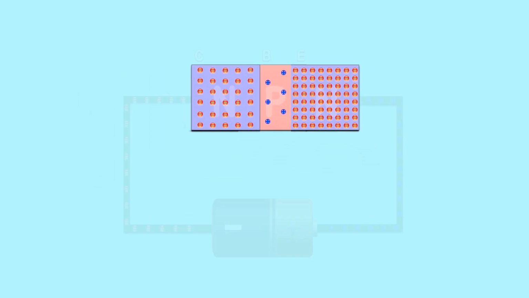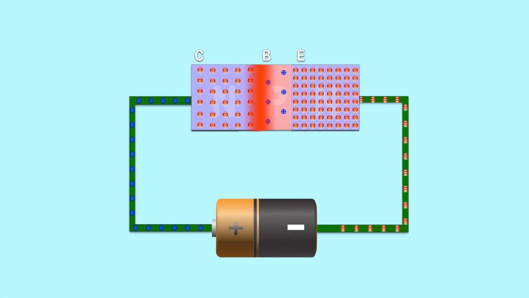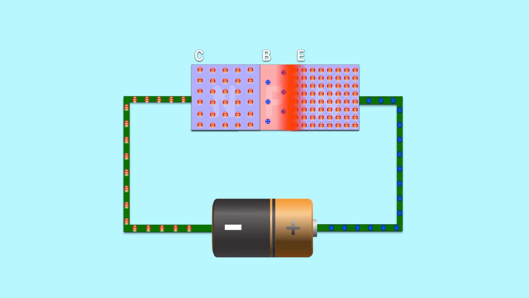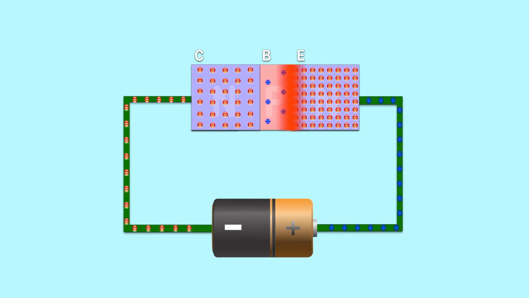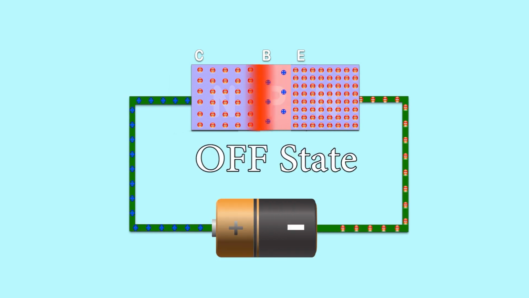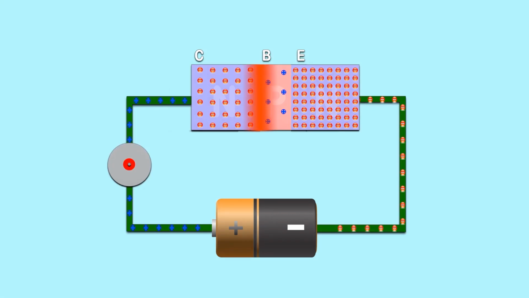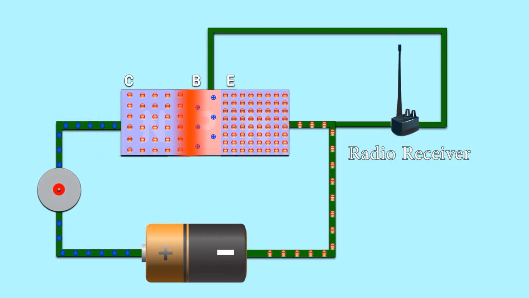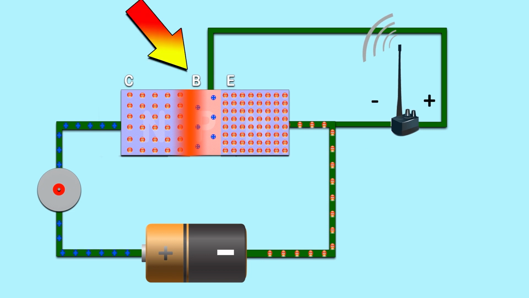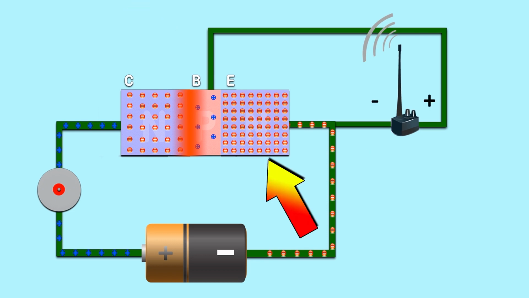When you connect the 2 ends of a transistor to a battery, one of the 2 pairs of semiconductors is reverse biased, so there is no conduction of electricity. The transistor is in the off state. If a motor is connected to the circuit, it won't work. Let's add one more circuit with a radio receiver. It receives a radio signal from the transmitter and filters it. The positive end of the receiver is connected to the base and the negative end is connected to the emitter.